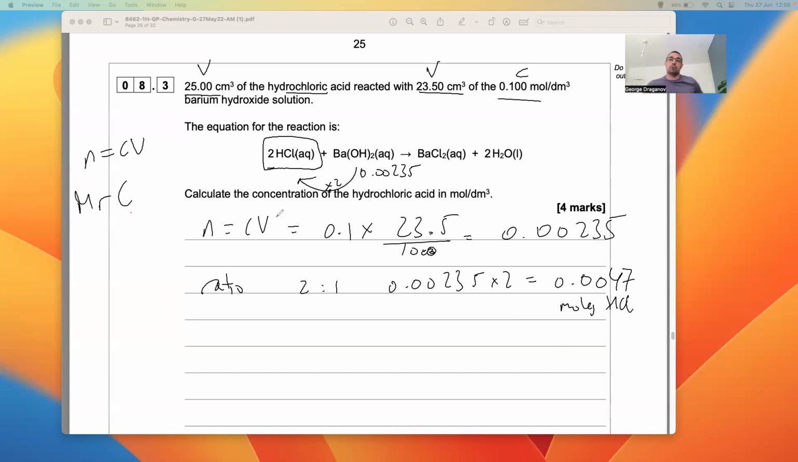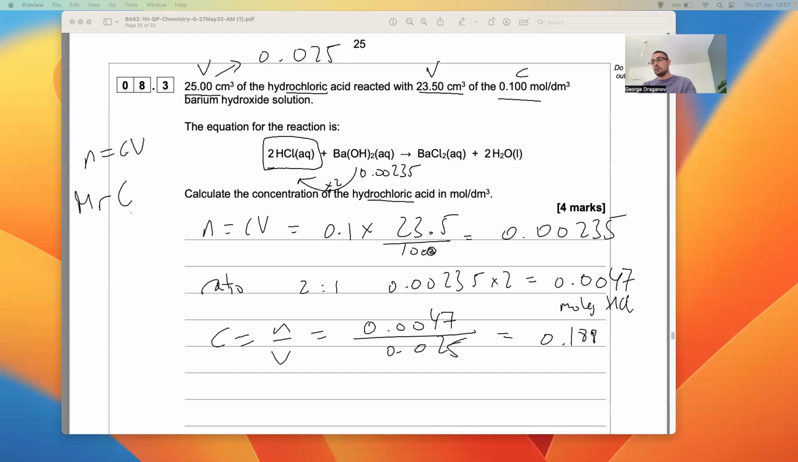Now we're looking for concentration of HCl. So if we rearrange the formula, C, you divide both sides by V, and C is moles over V. The moles are going to be 0.0047 over, now V. V must be for the acid, which is this one. But V needs to be in decimeter cubed, so 0.025. When you do this division, you will get 0.188 mole per decimeter cubed. And that's what they asked for, the moles over the volume.